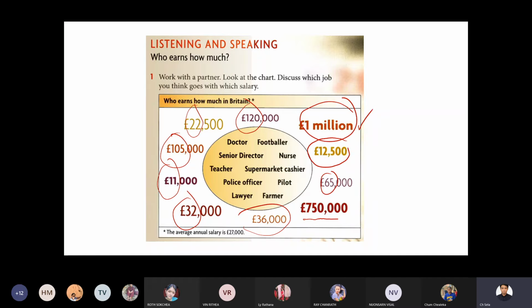Okay, I read for you again. £1 million, £12,500, £65,000, £750,000, £36,000, £32,000, £11,000, £105,000, £22,500, £120,000. Okay.